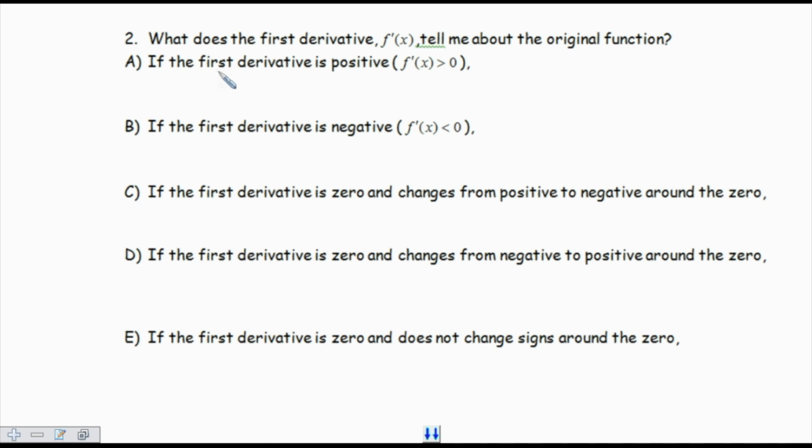So it says, if the first derivative is positive, and then I wrote in symbols what that means. So when you see this symbol, you're going to think the first derivative is positive. That's what that means. Greater than 0 means positive. So if the first derivative is positive, it says tell me about the original, then f of x is, what did we say that was? That's right, increasing.